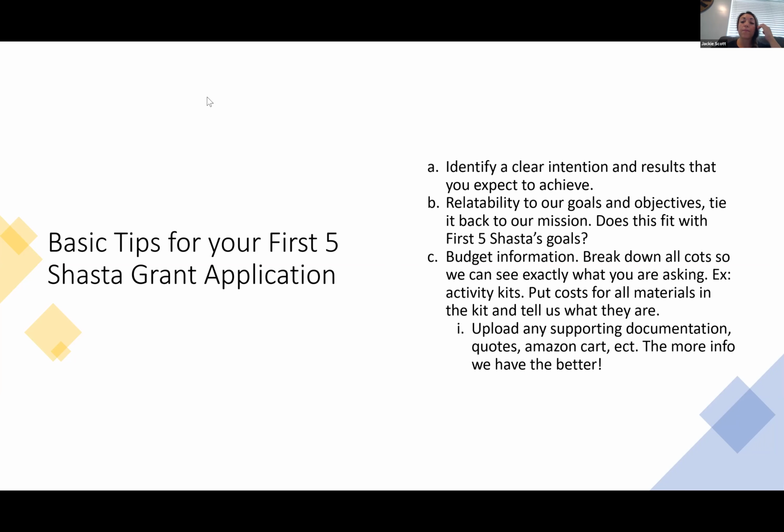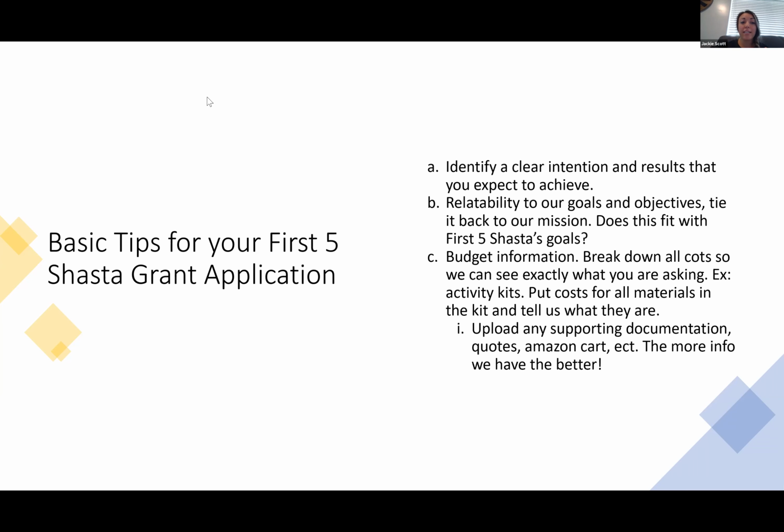Sometimes we'll get that two to three sentence intention and results, and it doesn't match the body of the rest of the application. So if you're putting that intention in there, you'll want to make sure that everything matches what you're saying you're going to do, and backs up those results that you're going to achieve. And then again, tie your project back to our goals and objectives, and really what our mission is, that first five. Think to yourself, does this fit? If not, then maybe this isn't the right grant application for you. But it needs to fit within our goals.